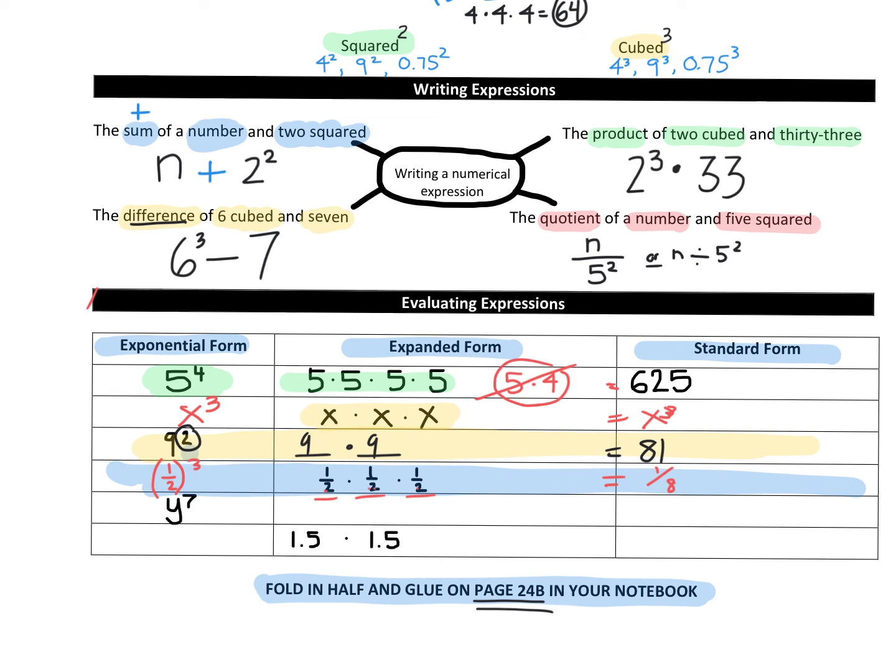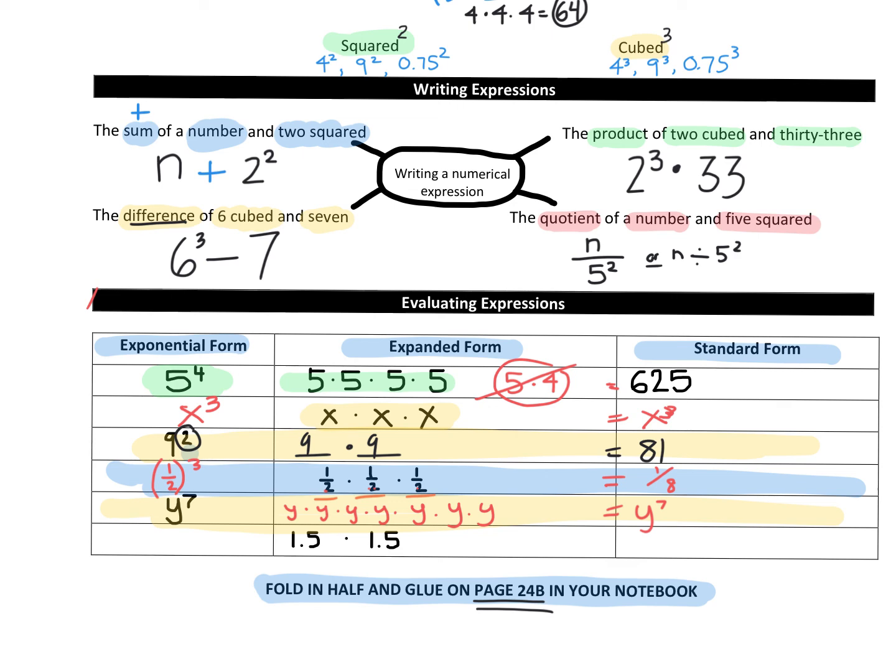Let's look at the expression with a variable. In this case, I can write this out as y times y, and we're going to do that 7 times because it says to the 7th power. Okay, it doesn't mean 7y, it means to the 7th power. So in this case, it's just y to the 7th power.